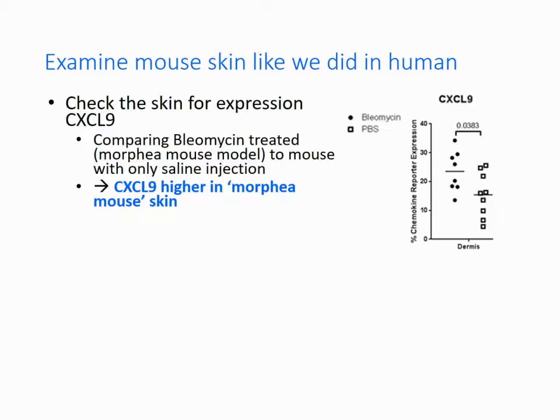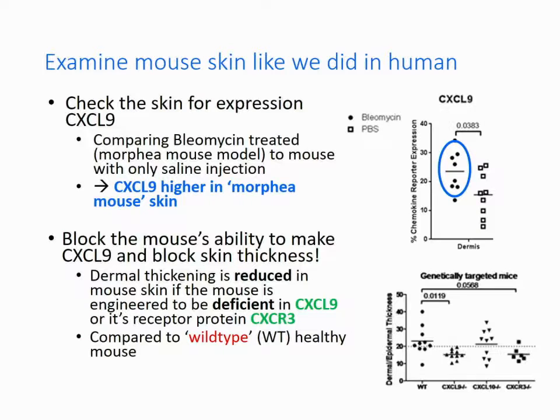And we found that the protein in the skin of the mouse looks similar to the protein expression in the human. So it was upregulated. So you can see higher levels in the mouse that had the bleomycin injection, the morphea mouse model. Then what if we block the mouse's ability to make CXCL9?